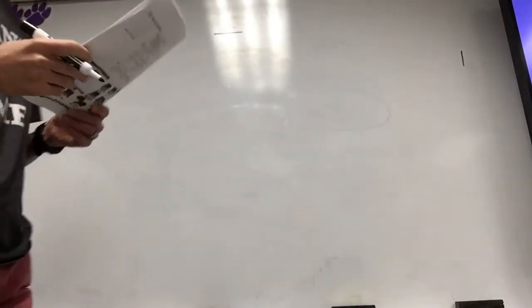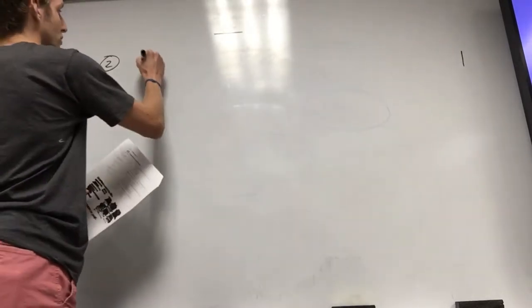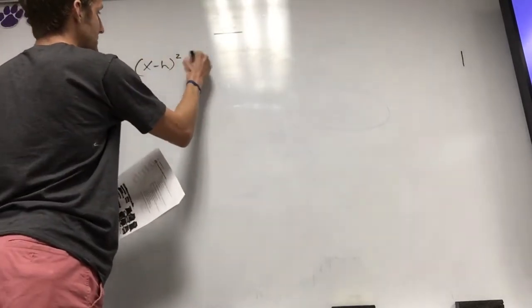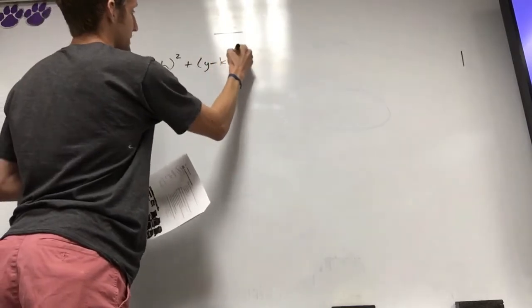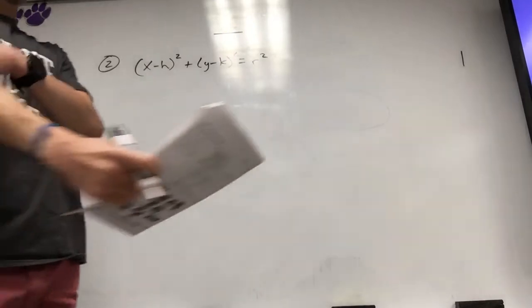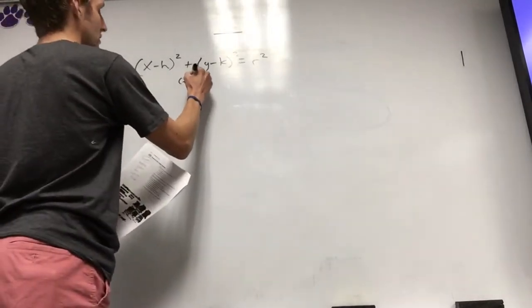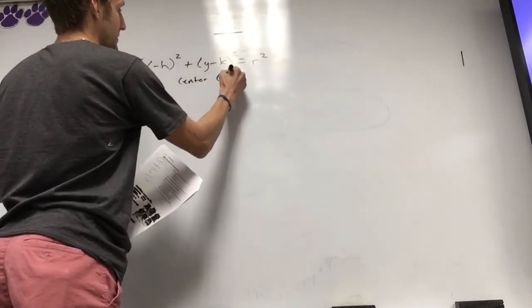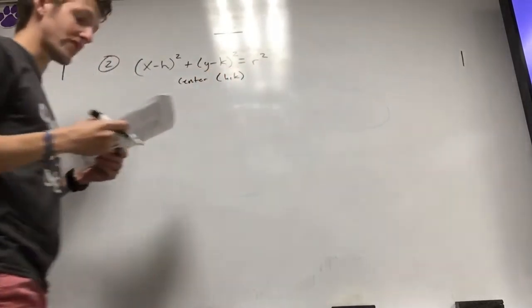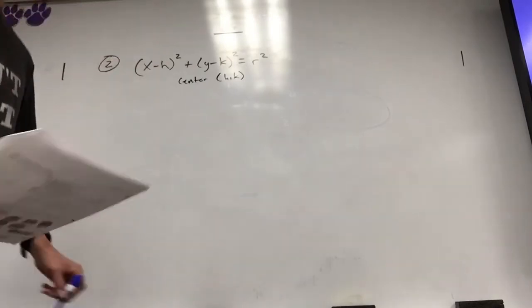Number 2, find an equation for the circle that has a center of (-1, 4) and passes through (3, -2). So first off, here's the equation of the circle. It's good to know. You might have learned that in geometry. You definitely learned that in pre-calculus. So the center is (h, k), and r is the radius. I have a center of (-1, 4).